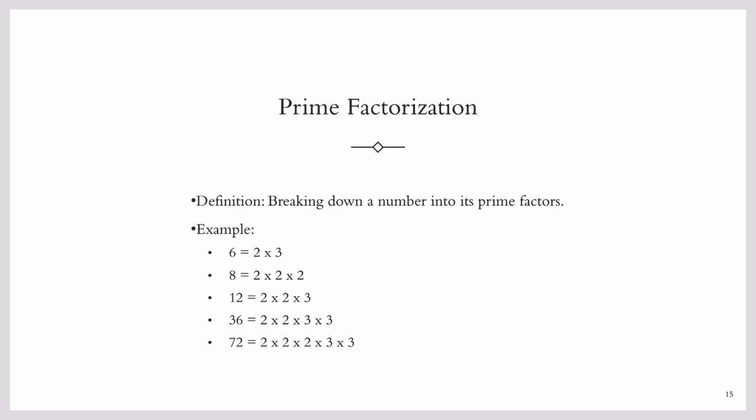Similarly, for 36 we get 2 times 2 times 3 times 3, and for 72 we get 2 times 2 times 2 times 3 times 3. 3 times 3 is 9. 2 times 2 times 2 is 8. 8 times 9 is 72.